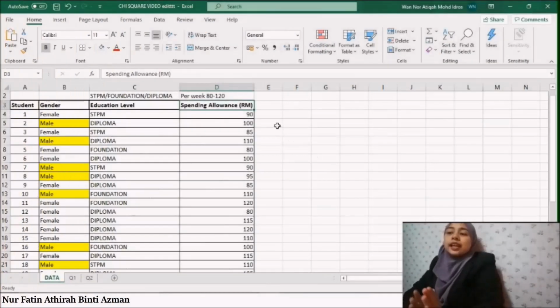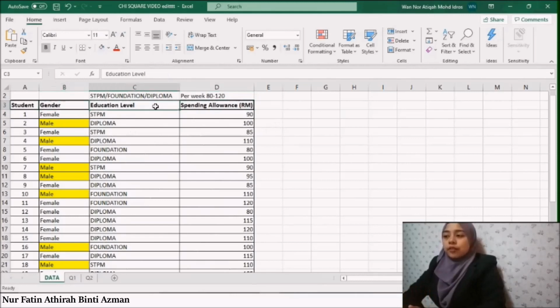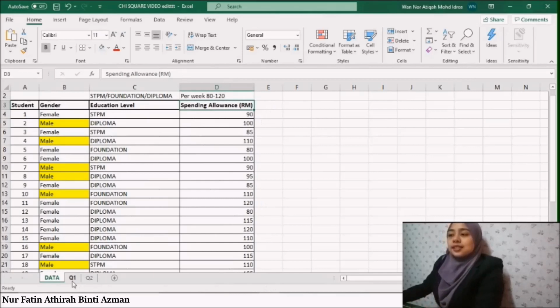As per shown, here is the data from 30 UC degree students from class BA2434L that we have read. In the data, we have included the gender and education level, which is STPM, foundation, and diploma. Besides that, our sample came from 20 female and 10 male students. Apart from that, we also include the spending allowance for student per week. Without further ado, we will explain the first topic, which is the chi-square hypothesis test.